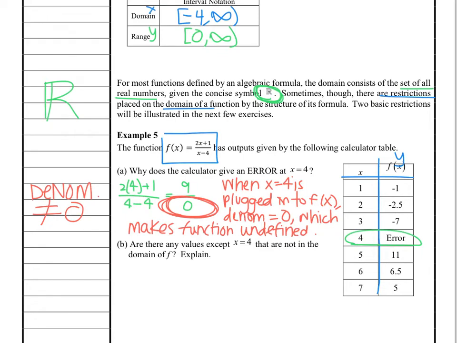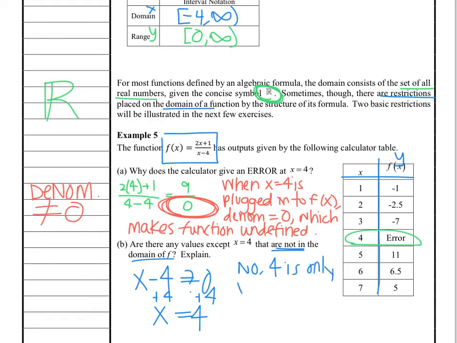So then it says, are there any other values except x equals 4 that are not in the domain of f? Well, we just want to look at the denominator, x minus 4, and test to see when it's equal to 0. So that means x, well, if I add 4 to both sides, x equals 4 is the only number that would make the denominator equal to 0. So we say no, 4 is the only value that makes the denominator equal to 0.